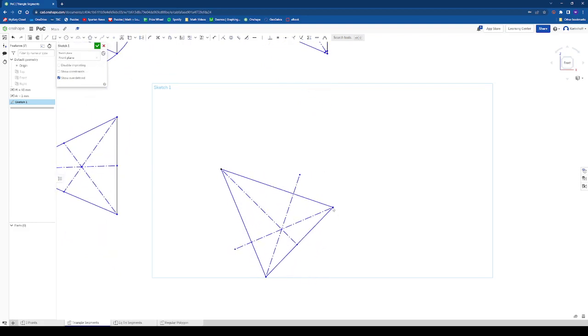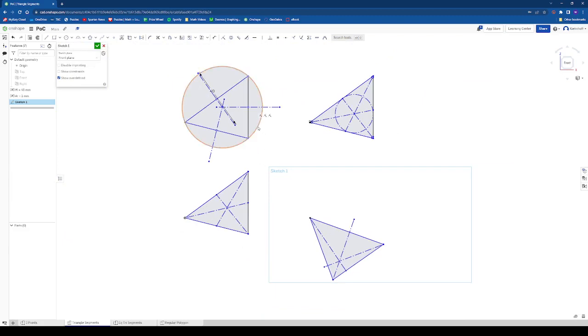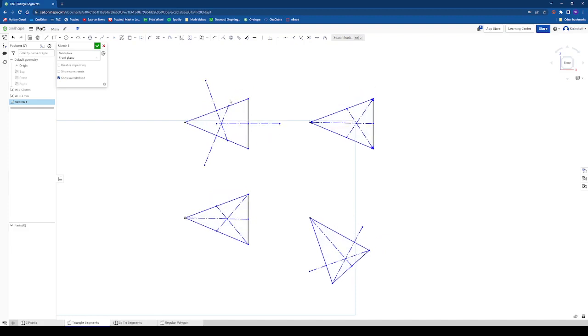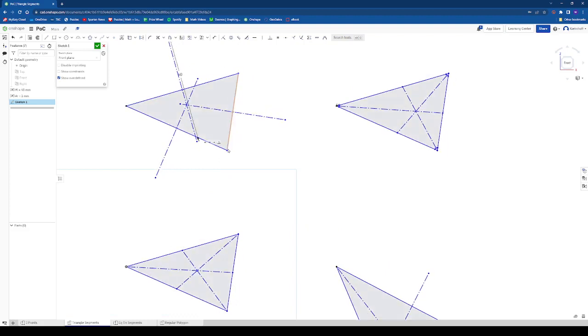I hope that I haven't added any extra constraints as I was messing around with these, but let's see. So I'm going to delete my circumcircle. I'm going to delete my incircle. And we're just going to leave these segments. I feel like I've added something I didn't want to add. This should not be horizontal. Are you free to move again?